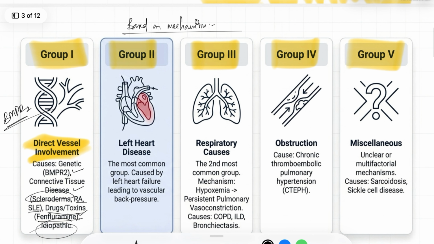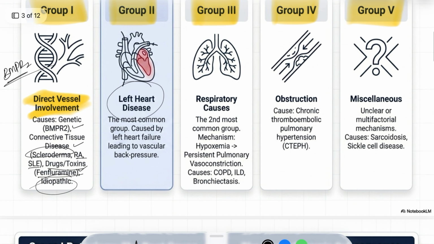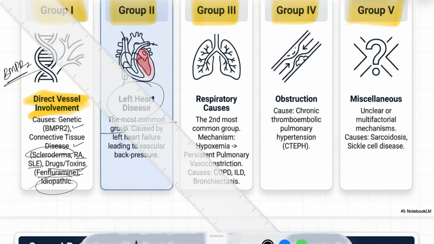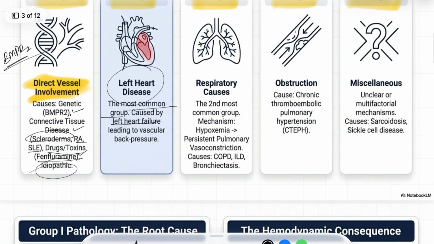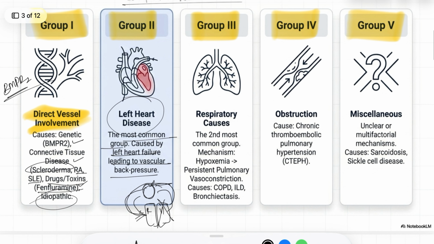Then in group 2 we have left heart diseases. It is the most common group, caused by left heart failure leading to vascular back pressure. Let's see in a simple nutshell, this is the right heart and this is the left heart, and it will be connected to your lung. So if this is not working, the pressure will load into the lung part and this will come to the right part. So this is what happens when there is an increase in the pulmonary hypertension. So here in group 2 we have the left heart.